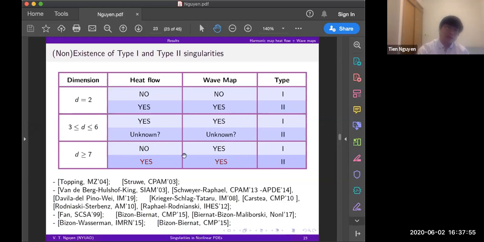And in the last 2 years, we gave a positive answer to the question of existence of type 2 blow-up for both the harmonic heat flow and the wave map.